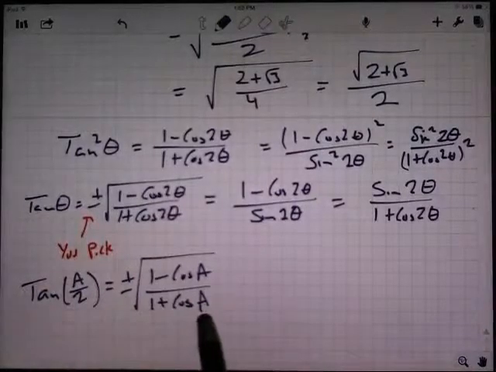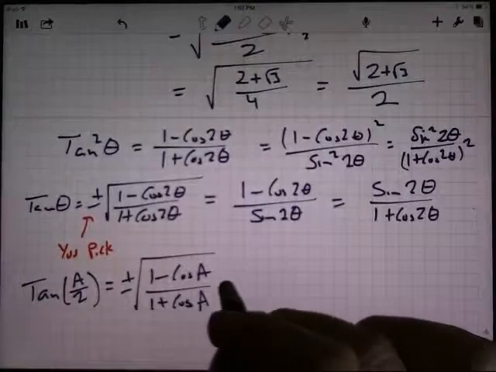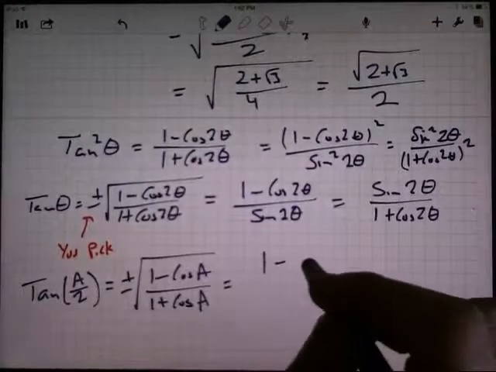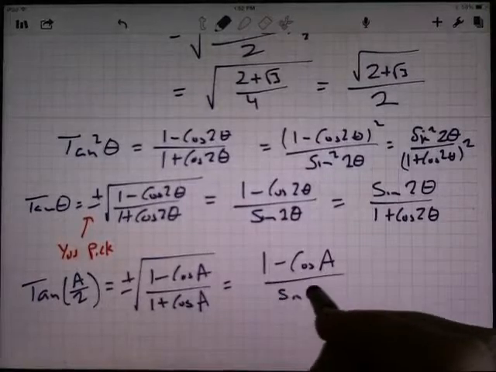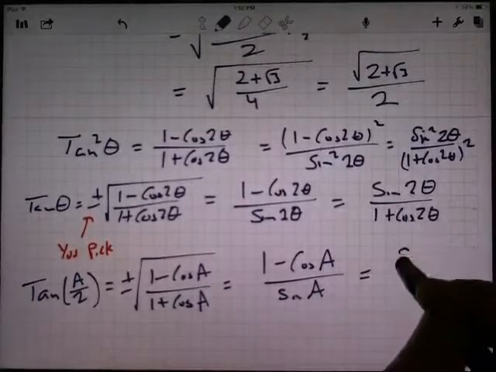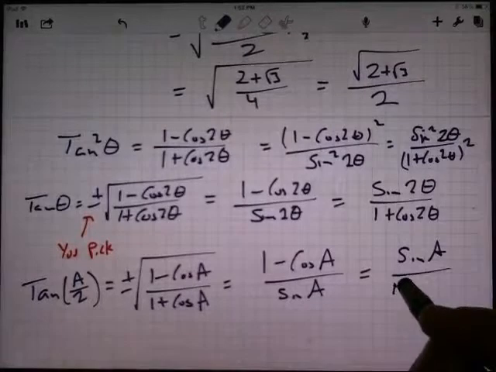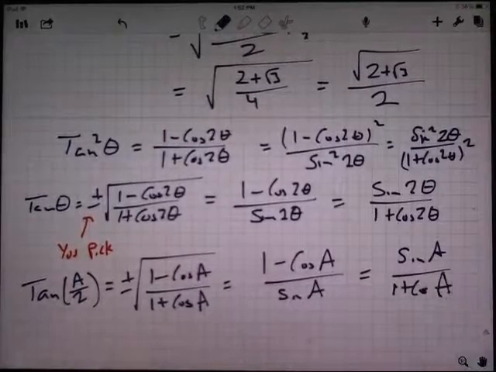This angle is twice as big as that one. And likewise over here, this would just be 1 minus the cosine of a over the sine of a. And likewise here, this is the sine of a over 1 plus the cosine of a.